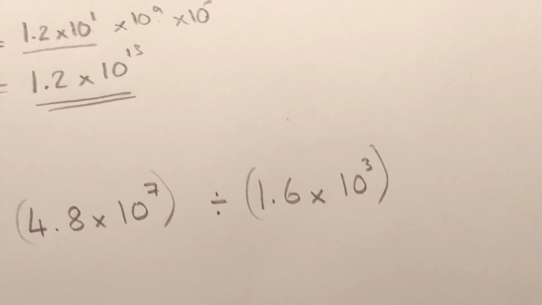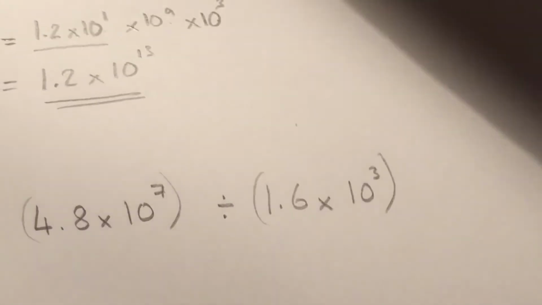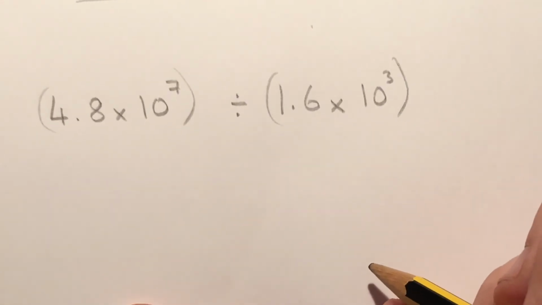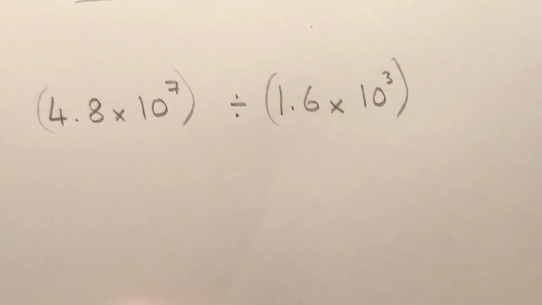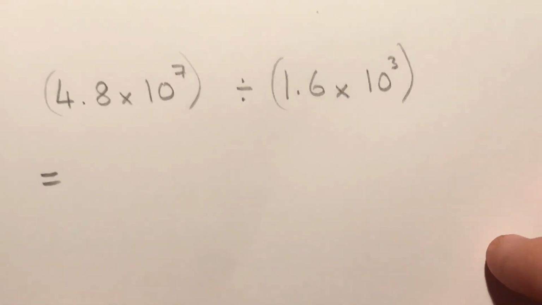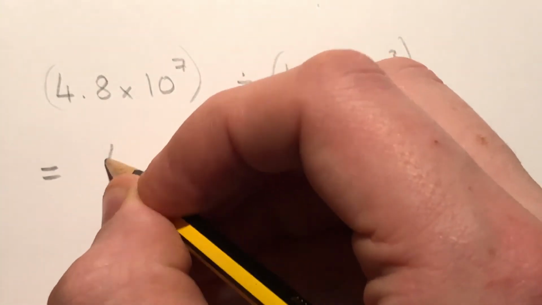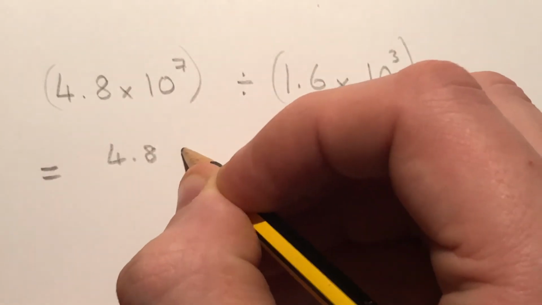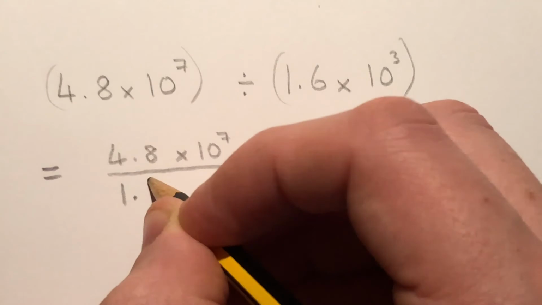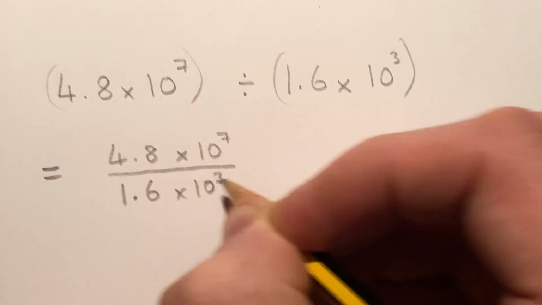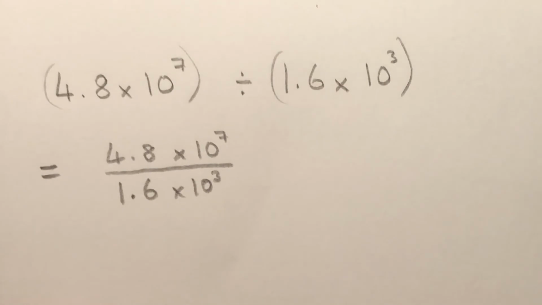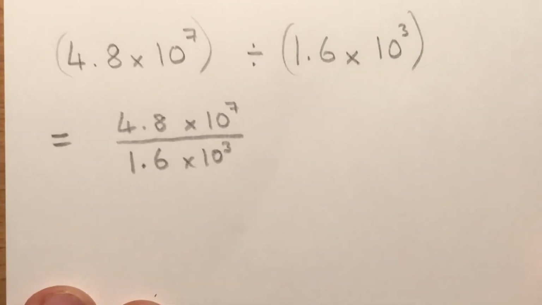Okay? Our final one's just going to use divide. Same general idea. We can still use our rules of indices with this. So we've got 4.8 times 10 to the power of 7 divided by 1.6 times 10 to the power of 3. I'd be tempted to write this as a fraction. So we've got 4.8 times 10 to the power of 7 over 1.6 times 10 to the power of 3. It might even be expressed in this format rather than as a lengthy expression like this.